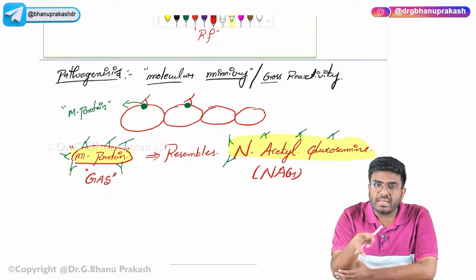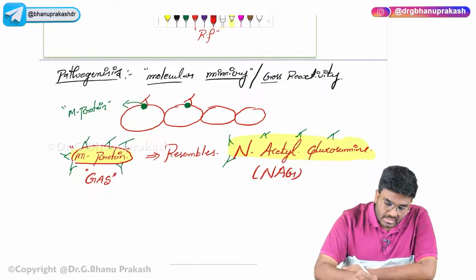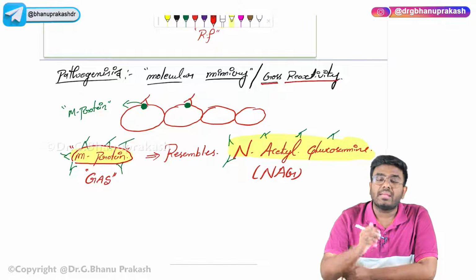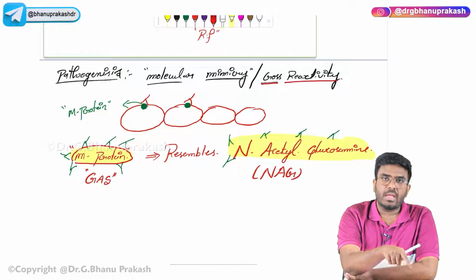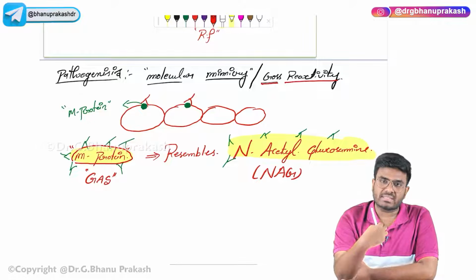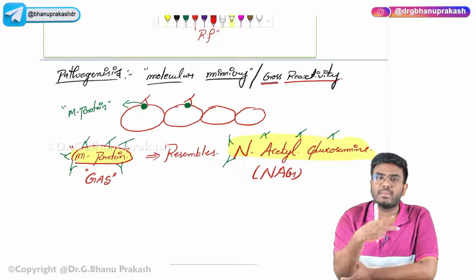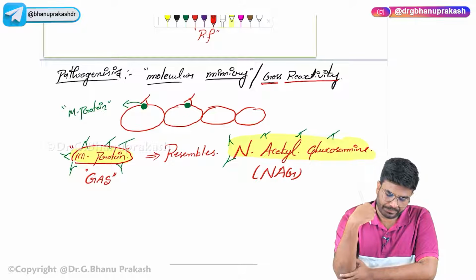So, there is a mimicry. Because of this resemblance, there is a cross reactivity. The antibodies which are supposed to attack the M protein on the bacteria are now attacking our own body cells. That's why it's a type 2 hypersensitivity reaction. Antibodies are attacking our own cells. Okay.